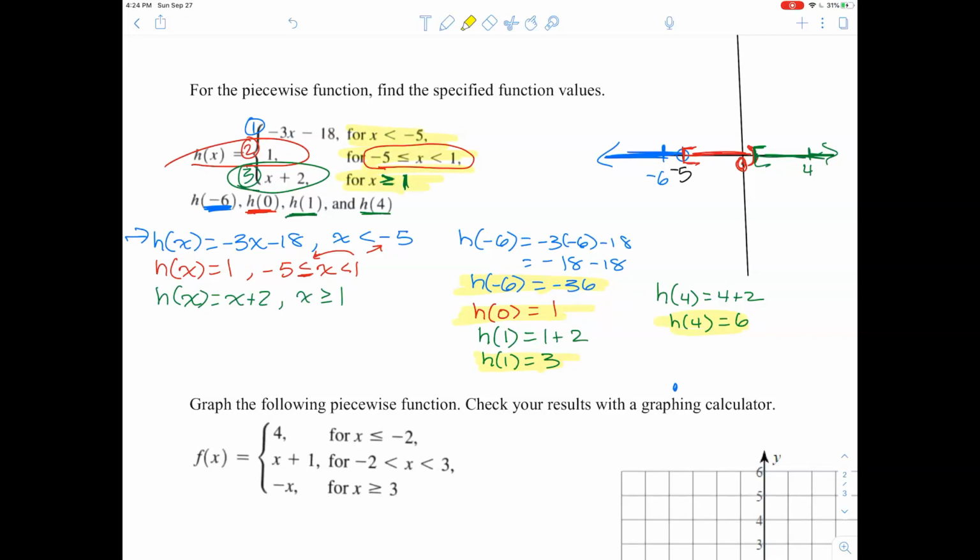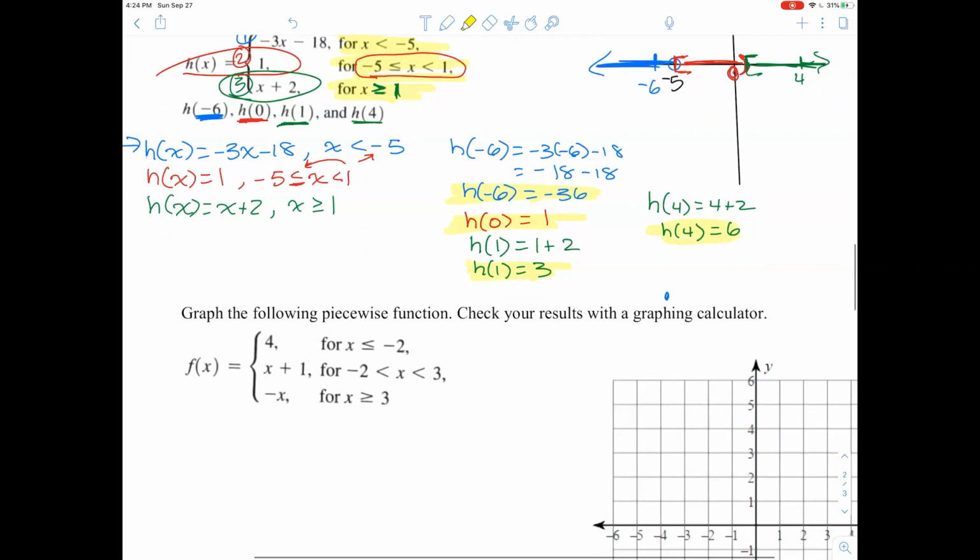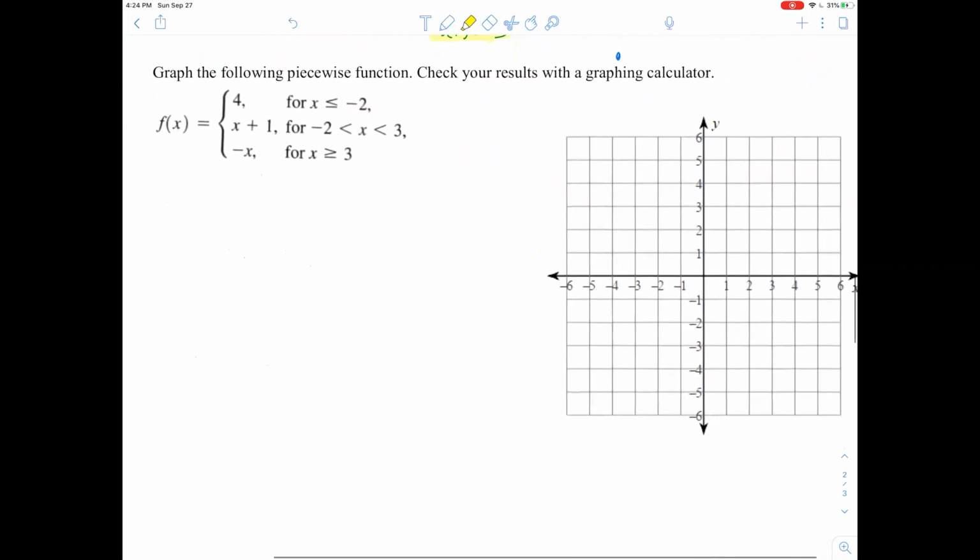All right. So there's that. That's not too bad, right? That's pretty good. Let's take a look at this last piece, and then we're going to graph it. We're going to graph it by hand, and then we'll plug it into a graphing calculator. So let's take a look at, we got these 3 pieces here.